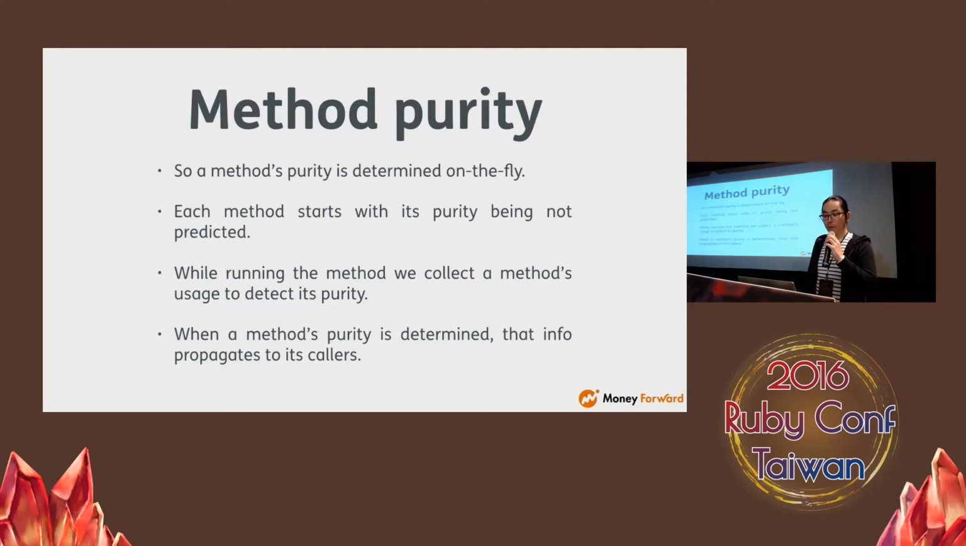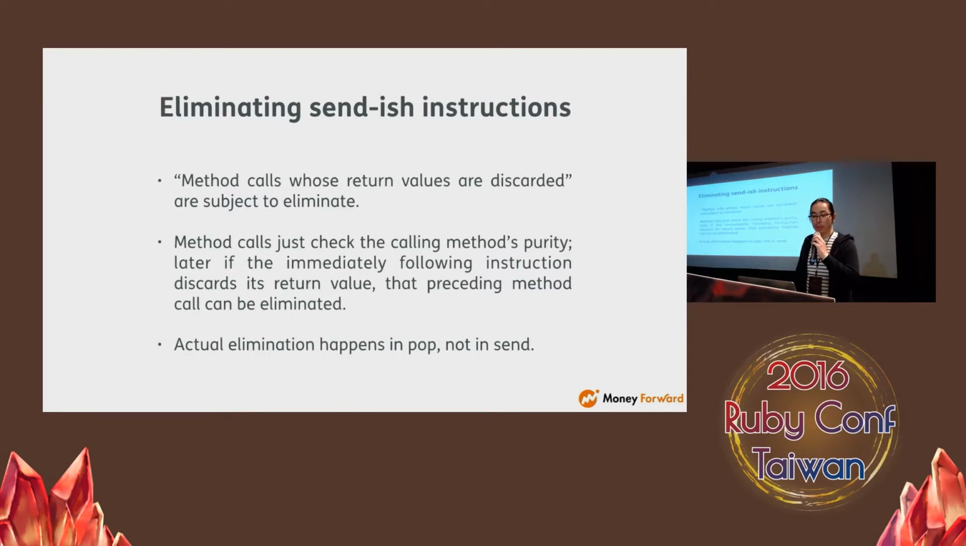So in short, we have to detect method purity on the fly. At the beginning, everything is marked as not predicted yet. And as the execution progresses, some parts of a method are detected pure or not. Finally, when everything is fixed, the purity of the entire method is set and then propagated to its callers. Let's say we know a method is in fact pure. Still, that's not enough. We have to check how the method is called. That is, if a method's return value is used, we can't eliminate it because it is used. So we focus on the return value.